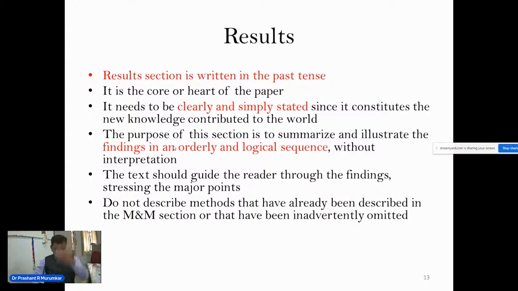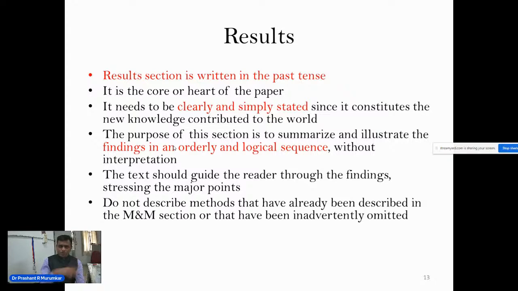Then again, the heart of the paper is the result, the results and discussion. That is the important part. As I told you, this is your own work, that's why you are writing your own results. That should be written in the past tense, and clearly and simply stated, since it constitutes the new knowledge contributed to the world. Otherwise, if the same results are in somebody else's work, you are not supposed to write this paper, because this is a research paper.